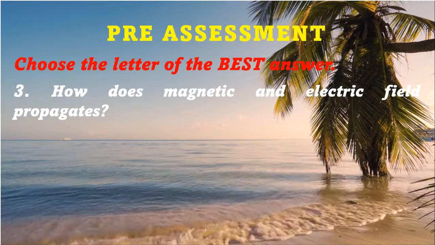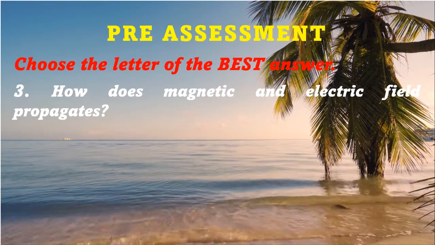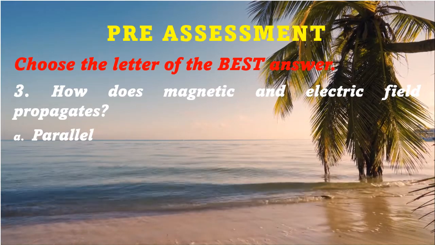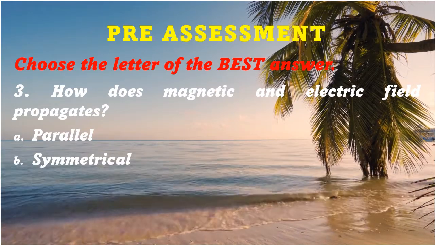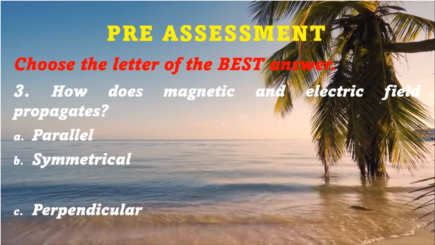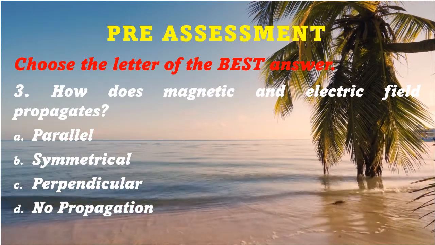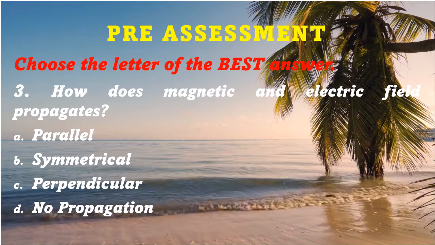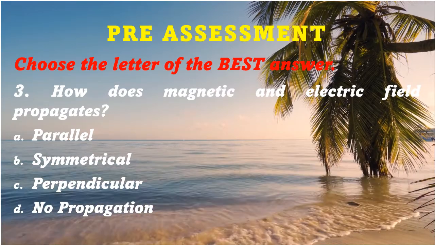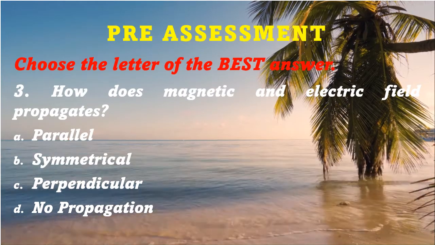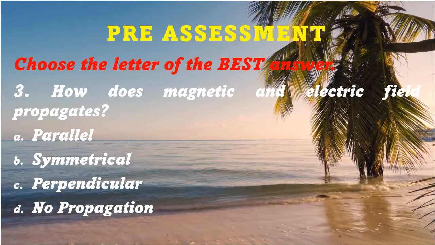Number 3. How do magnetic and electric fields propagate? Letter A, parallel. Letter B, symmetrical. Letter C, perpendicular. Or letter D, no propagation. The answer is perpendicular.